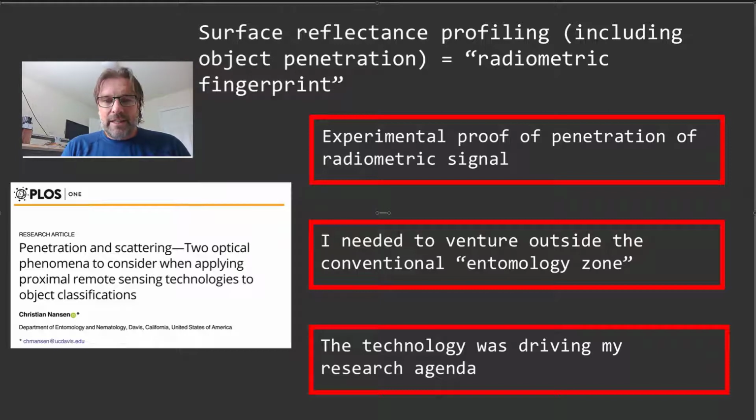I didn't think of this initially as something I needed to do, but in order for me to use the technology properly, I needed to inform myself. I had to do the experiments, and then I decided to write a paper about penetration and scattering, about optical phenomena, as an entomologist, right? So you can imagine how deep in the water I was here, but I got away with it. It took a while to get it published, but I did. That's clearly, to me, an example of how the technology is now driving research rather than the other way around, the way it was in the past.